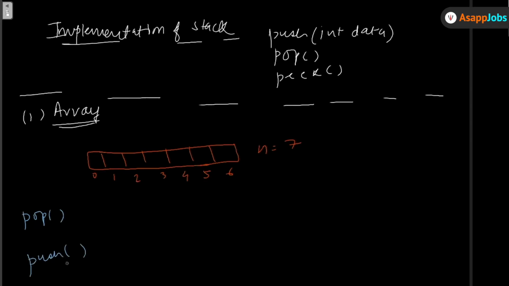Okay, suppose initially the first time I am pushing, say, 1. So as soon as I push 1, I go and store 1 here. Then I push 2 again, so I put 2 here. Then I push 3 again, I put 3 here. Okay, and then I have to pop. So the first time I call pop, this 3 should come out.